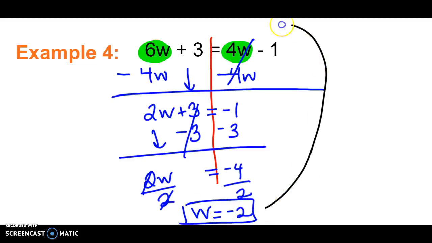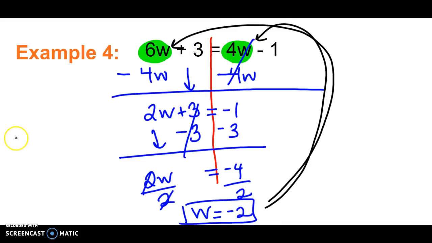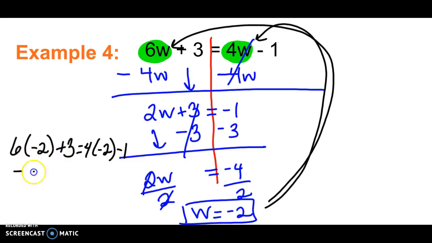Again, you want to check to see if you're right. Plug it in everywhere you see a w. 6 times negative 2 plus 3 equals 4 times negative 2 minus 1. 6 times negative 2 is negative 12, plus 3 is negative 9. 4 times negative 2 is negative 8, minus 1 is negative 9. So I am correct.